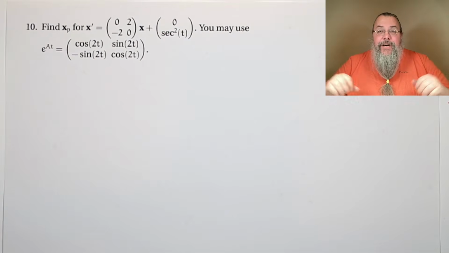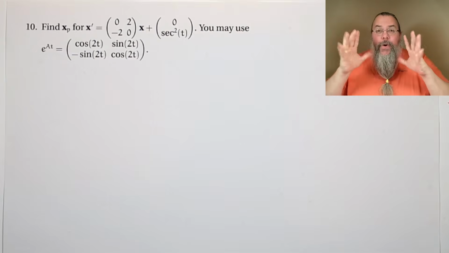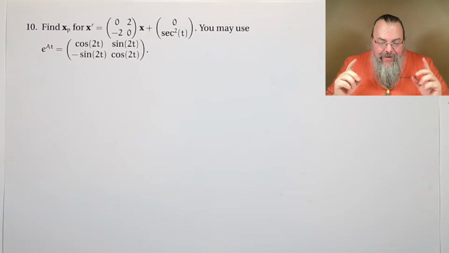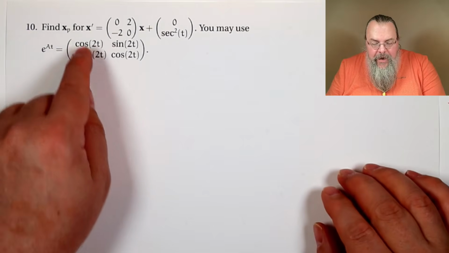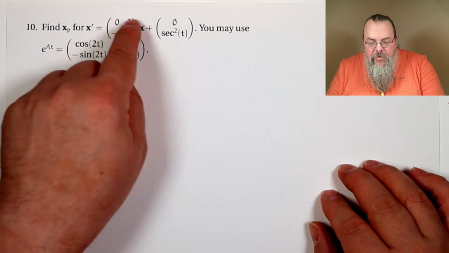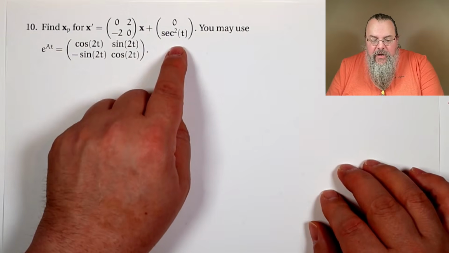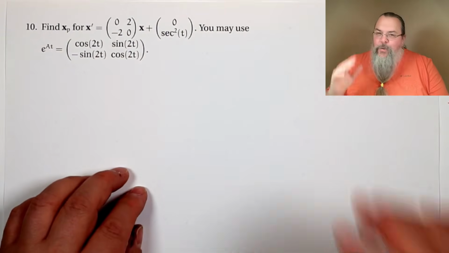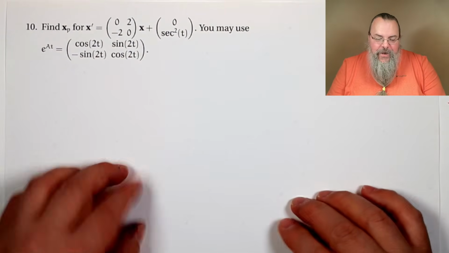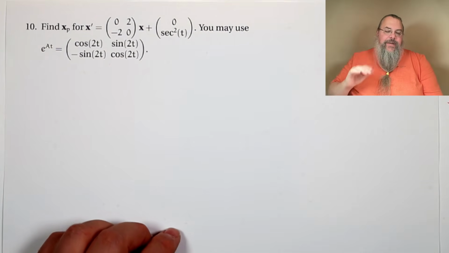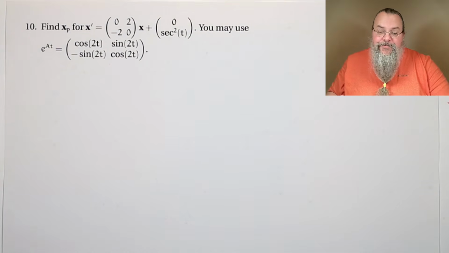Our last problem. Number 10. Find a particular solution, xp, for x prime is [0, 2; minus 2, 0] x plus [0; secant squared t]. And they said, look, we're just going to let you jump ahead. We'll tell you what e to the At is. Phew, that's going to make our life a little bit simpler.